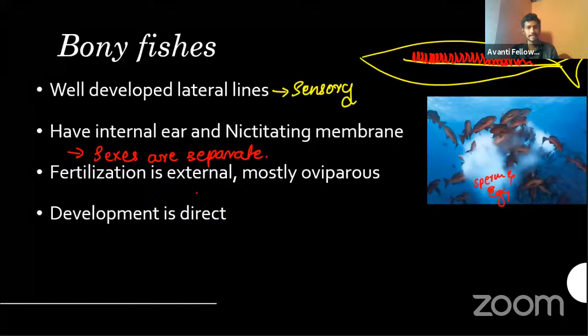The second thing is the excitating membrane. The excitating membrane is an extra folding, or third eyelid, which helps cover the eyes from any mechanical or chemical damage. We don't have the excitating membrane, but we still have a remnant of it as a small fold in our eyes. We discussed all these things in the last class, right?